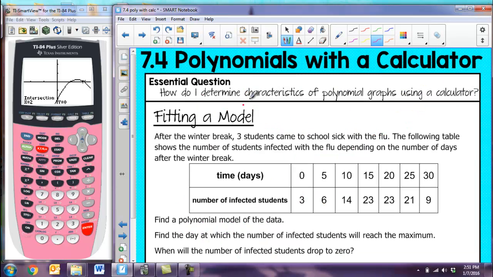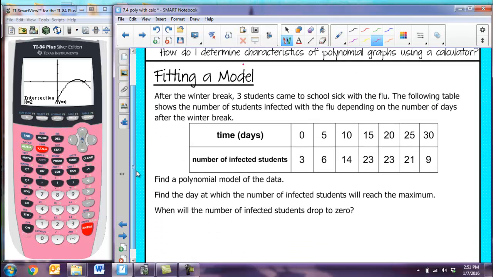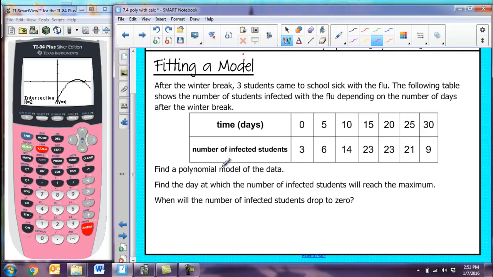Alrighty, and the last thing that we can do with our calculator is we can actually fit a polynomial model to a set of data. So the first thing, you'll have some sort of data. This one says, after the winter break, 3 students came to school sick with the flu. The following table shows the number of students infected with the flu depending on the number of days after the winter break. So the first thing they're going to ask us is to find a polynomial model of the data.